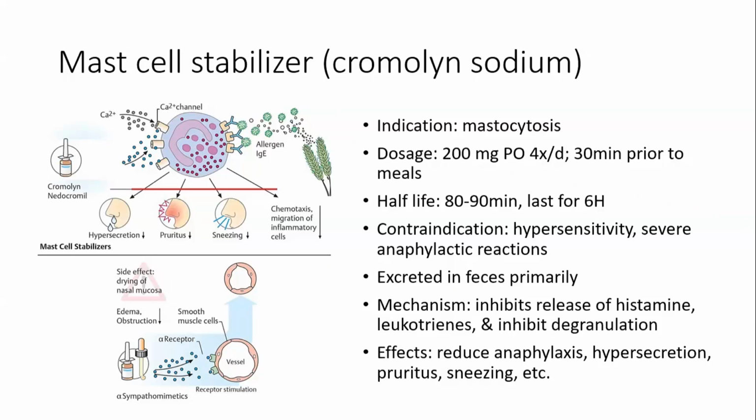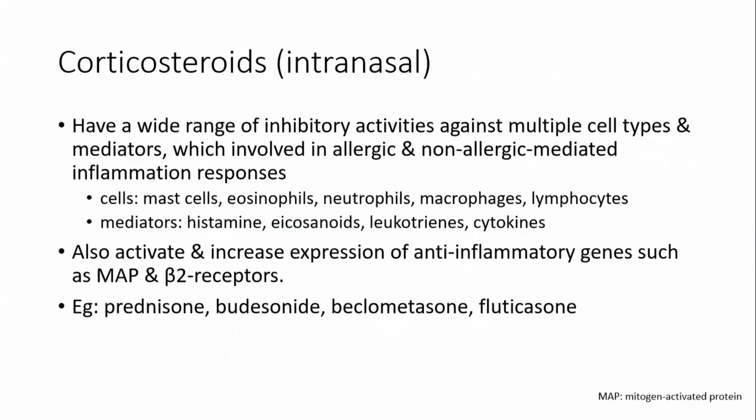So mechanism ni is actually inhibits release of histamine, leukotrienes and inhibits degranulation. So they can reduce anaphylaxis, hypersecretion, pruritus, sneezing. Pruritus tu dia rasa macam itchy, macam gatal-gatal. Okay, pruritus macam merah-merah hidung. Tak terlalu lama pruritus macam ada melecet lah ataupun macam luka-luka ke. Okay. So this is the mast cell stabilizer. And then the next drug is the corticosteroid.